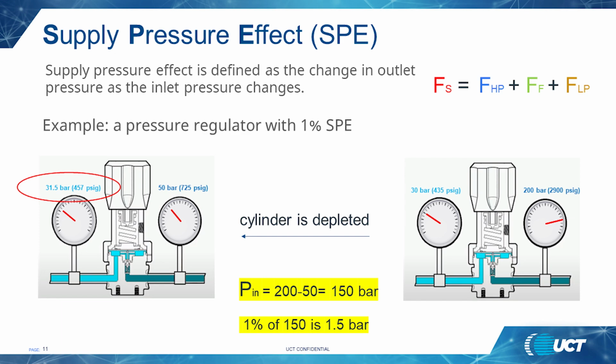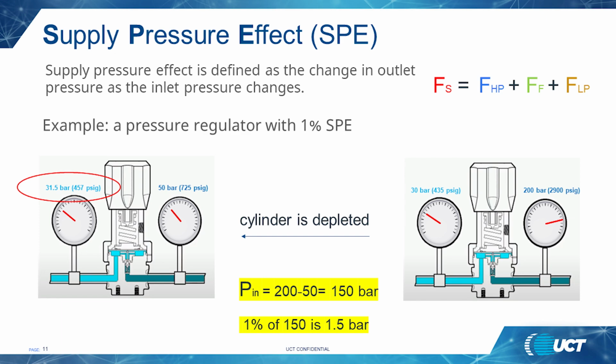Our source is a full gas cylinder, 200 bar. The regulator is set at 30 bar. The contents of the cylinder drop, and the inlet pressure is now at 50 bar. 1% of 150 is 1.5 bar, so the outlet pressure will be 31.5 bar and not 30 as set. For most applications, this is acceptable.